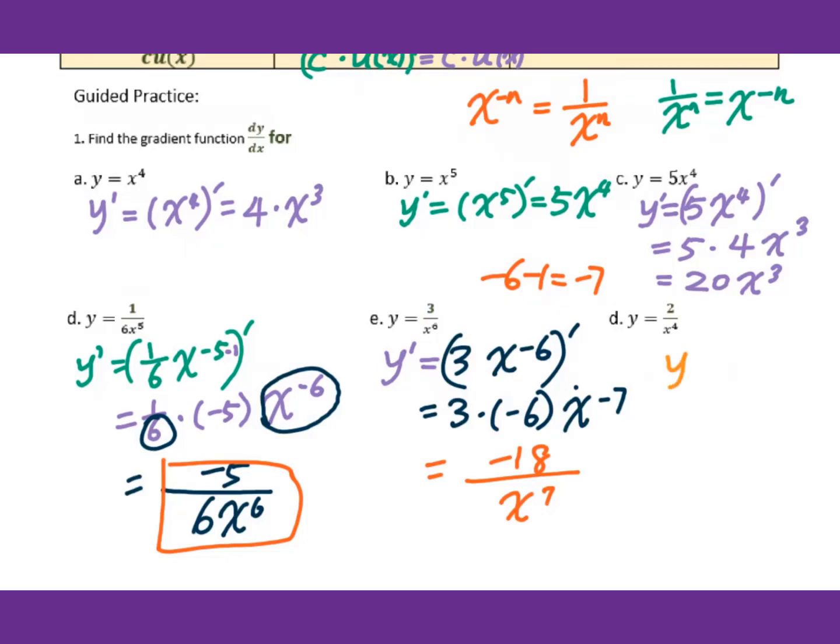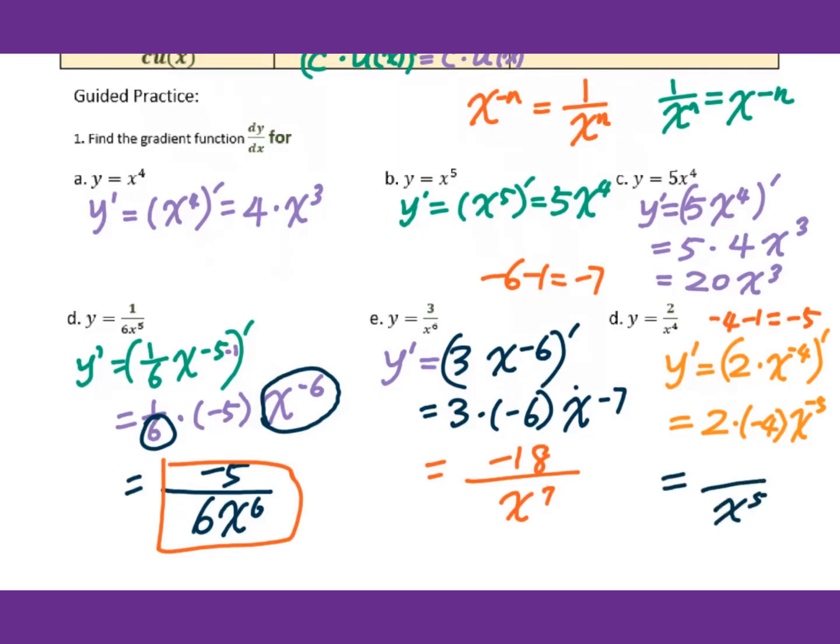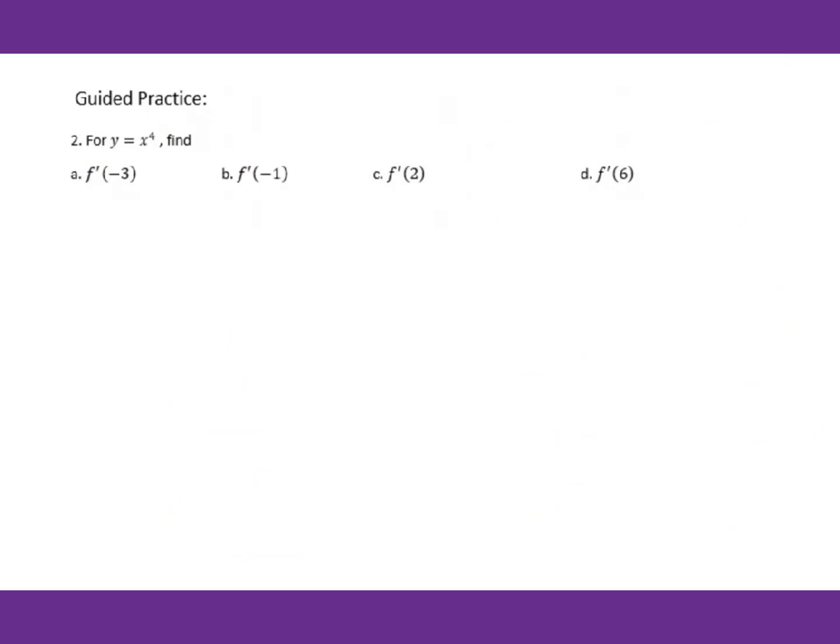For D, y prime equals 2 times x to the negative 4th power. Then we do the derivative. You will get 2 times negative 4 x to the negative 5th power, because negative 4 minus 1 equals negative 5. So the final answer will be x to the 5th power as the denominator. 2 times negative 4 is negative 8 over x to the 5th power.